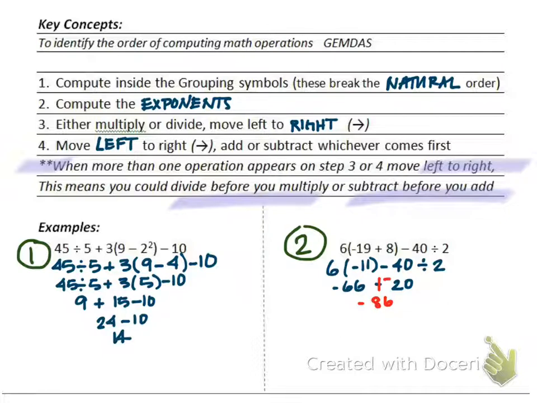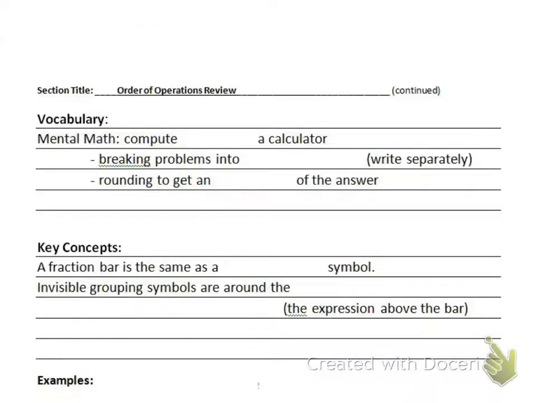So let's take a look at some more examples of what this might look like and how to look at these problems with grouping symbols. On the back side of your note sheet, you should take a look at the vocabulary piece, and we're going to take a look at some mental math. This is computation, or computing without a calculator. And here we want to break problems into easier parts, so we would write them separately.